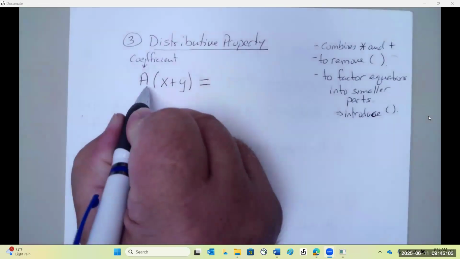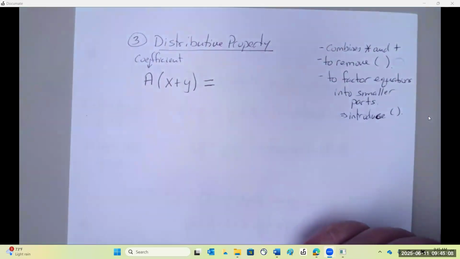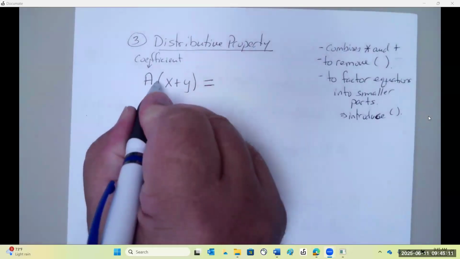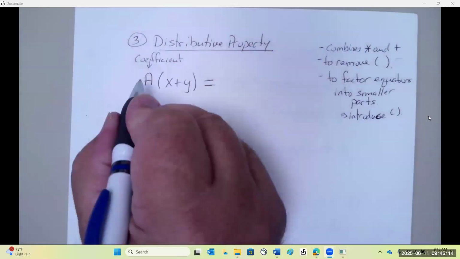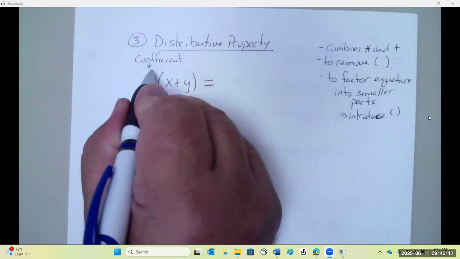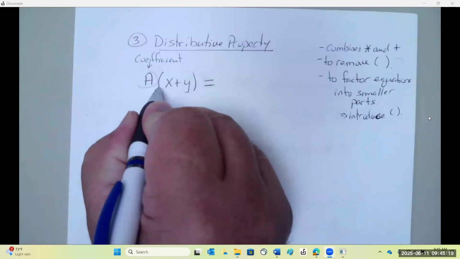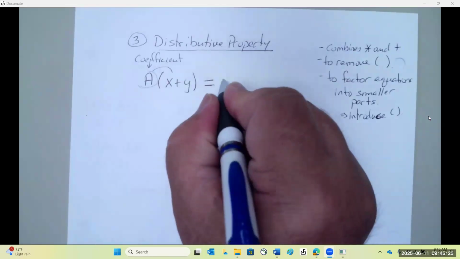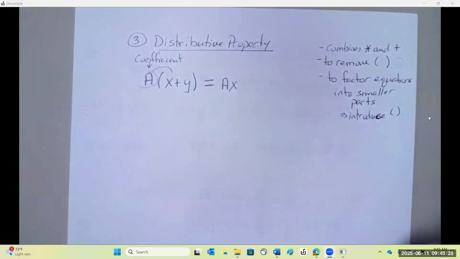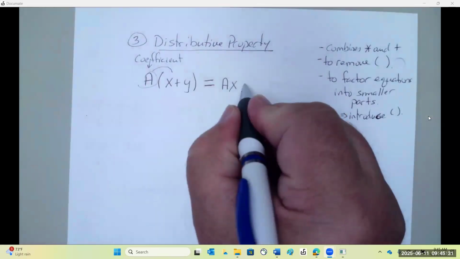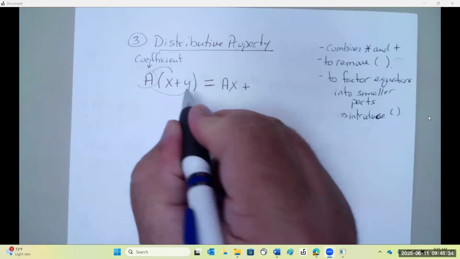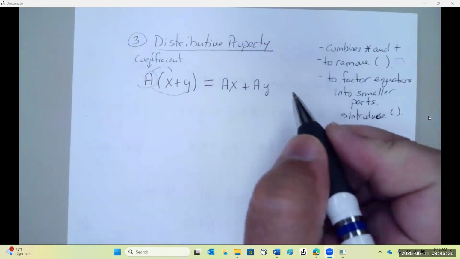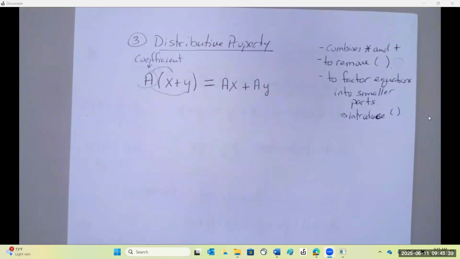Now, where's the multiplication here? Yeah, it's a times this. So the distributive property is, everything in front, the coefficient, multiplies to everybody inside the parentheses. So a times x is ax. Positive times positive is positive. A times y is ay. That's the property of distributivity. We got rid of parentheses. We had parentheses here. Now we have no more parentheses.